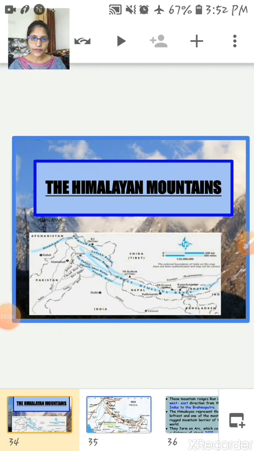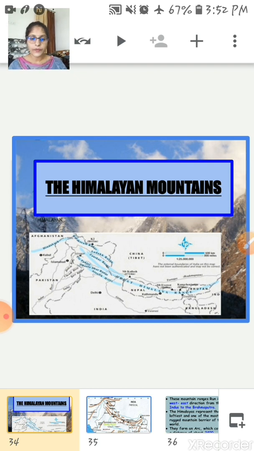In part 1 we discussed how the Himalayas were formed. So how were the Himalayas formed? Due to the collision of the Indo-Australian plate with the Eurasian plate. When these two plates collide with each other, the sediments accumulated in the Tethys uplifted and formed the Himalayas.